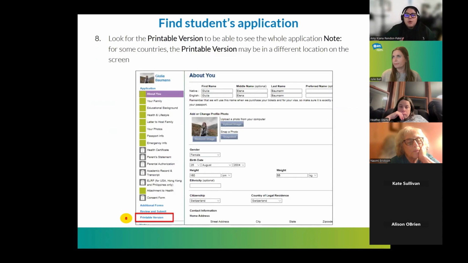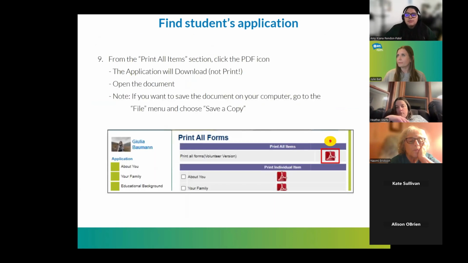And here you will go on printable version. You want the whole application. You don't want pieces of the application. You want the entire one. So here you will click on printable version, which will take you to the other page. It will take you to the PDF icons here. As you can see, you'll click on print all forms.